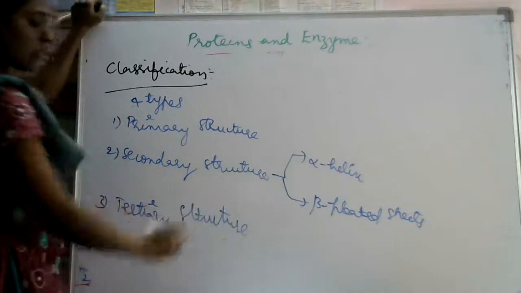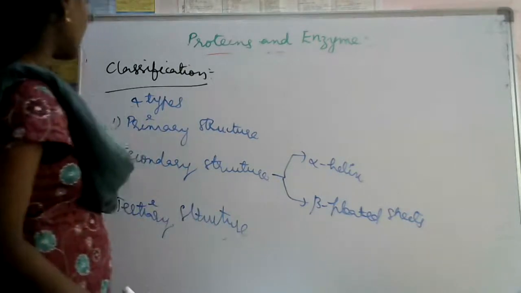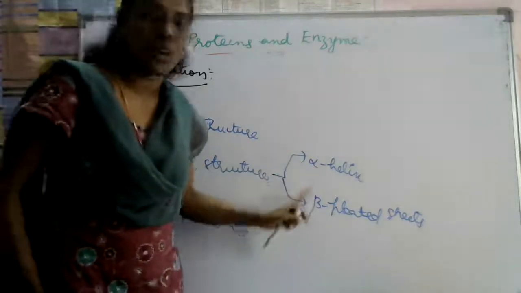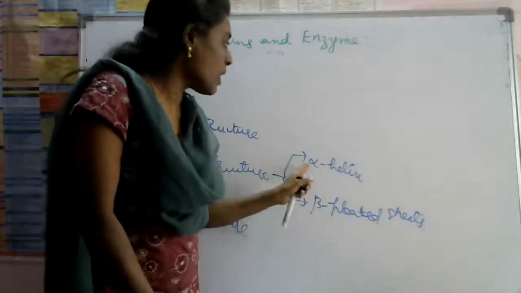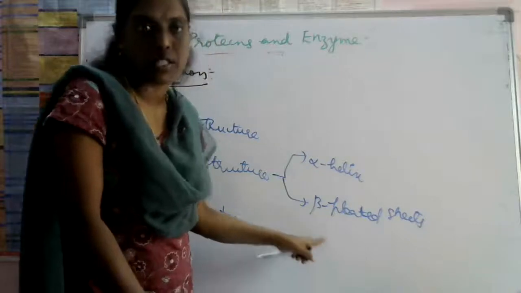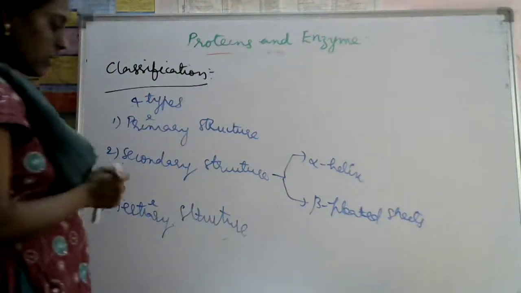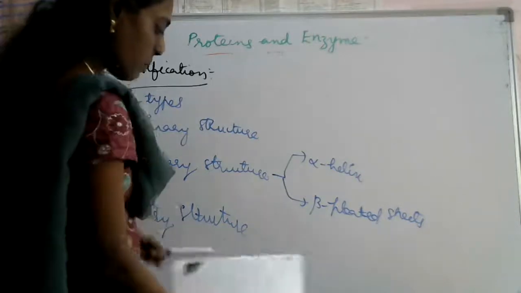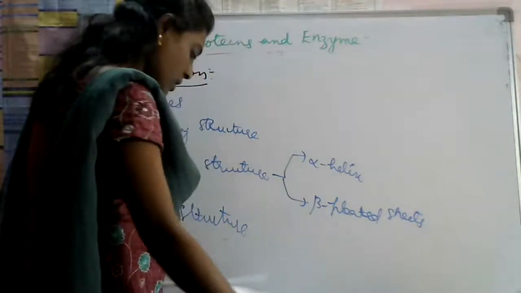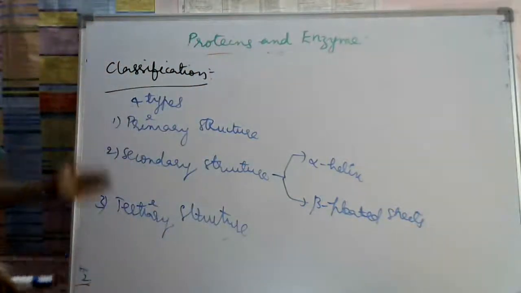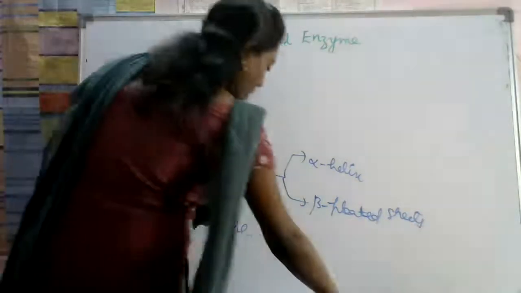So here, four types: primary structure, secondary structure, which is classified again into two types, alpha helix and beta pleated sheets. And what about the third one? Tertiary structure. Let's see one by one. What is primary structure? Let's see the primary structure.